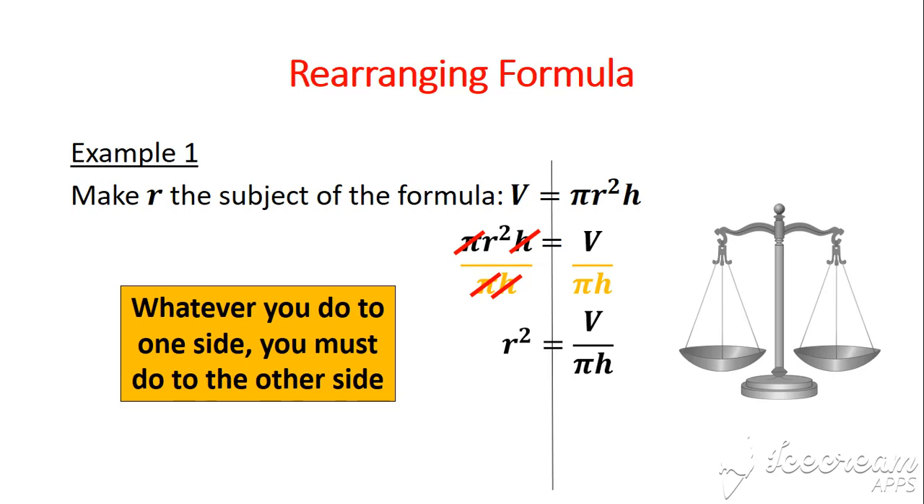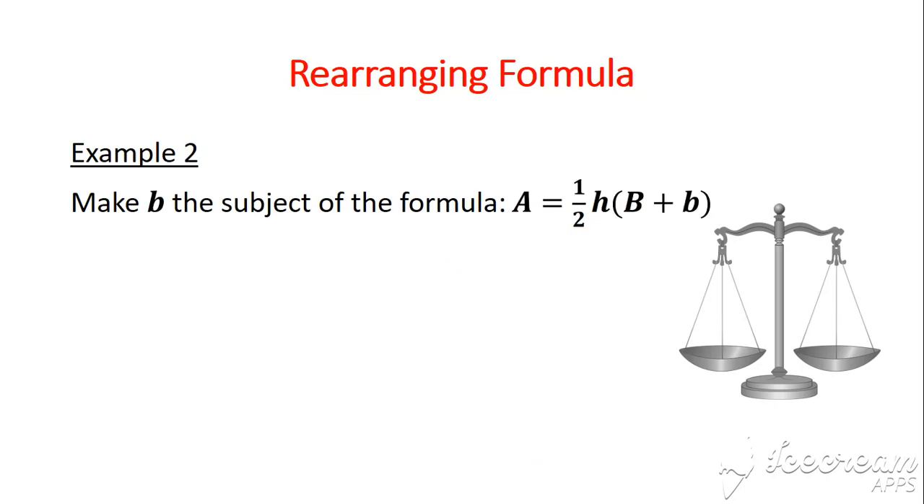Right, well the only other thing to do is to get rid of the r squared, and to undo a square we take the square root. So if we take the square root of both sides, that leaves us with r on the left and the square root of v divided by pi h on the right hand side. We're done. We've got r equal to something and we've made r the subject.